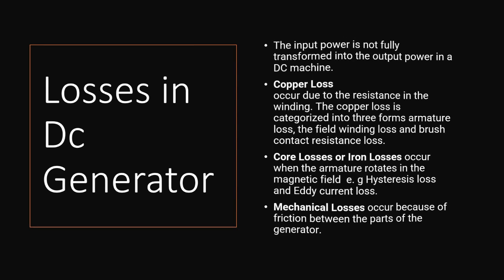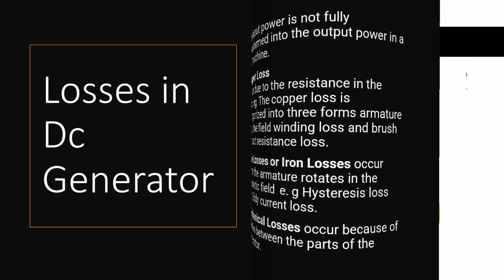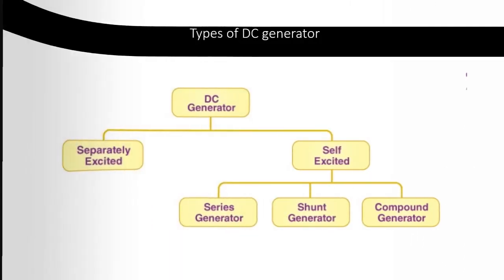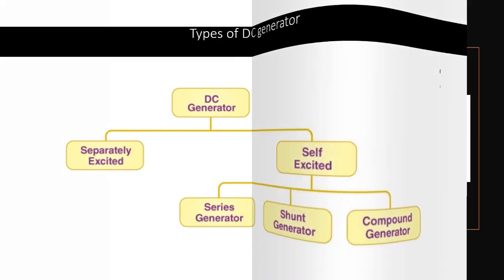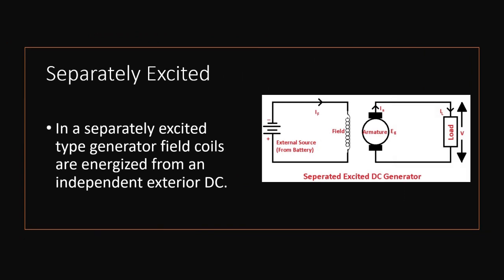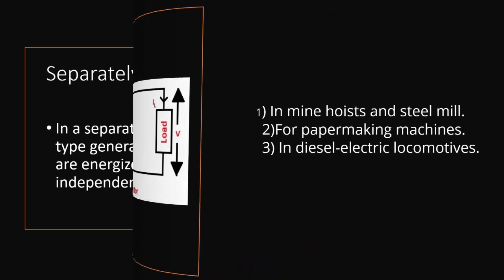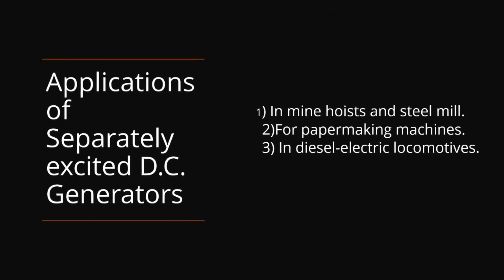Mainly DC generator is of separately excited and self-excited type. Further self-excited type is divided into series, shunt, and compound wound generator. In a separately excited type of generator, field coils are energized from an independent exterior DC. Separately excited DC generators are used in mine hoists and steel mill, for paper-making machines and in diesel-electric locomotives.